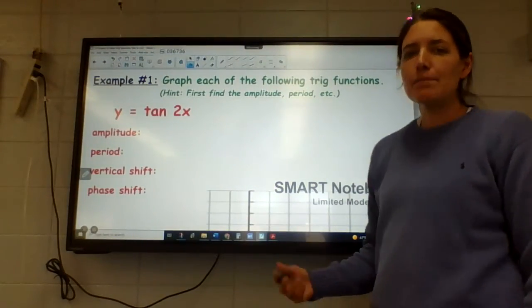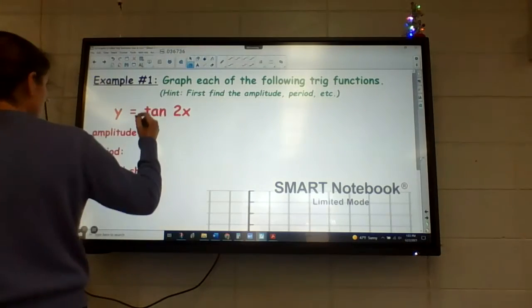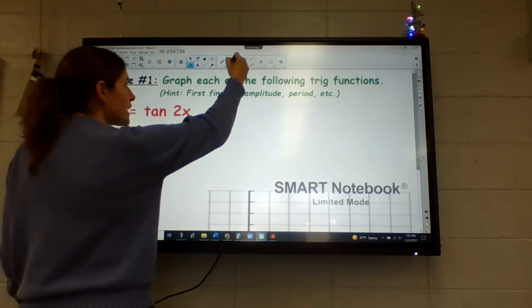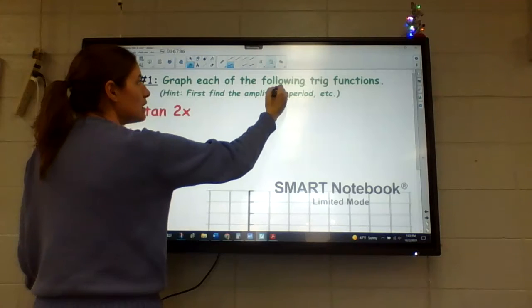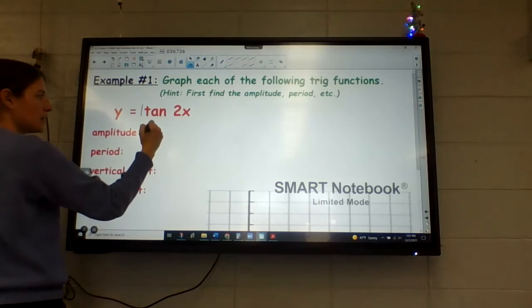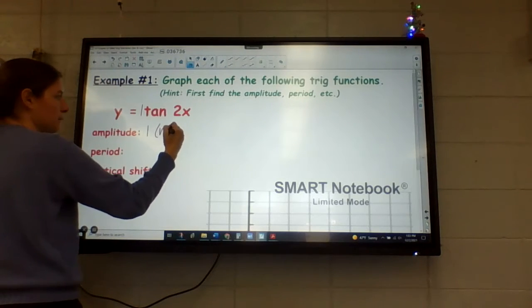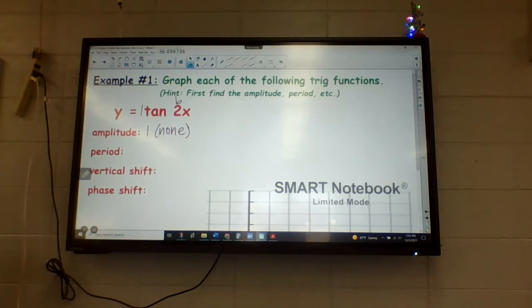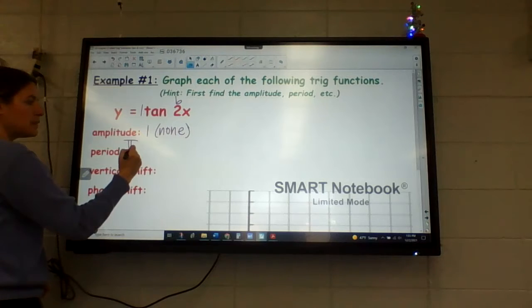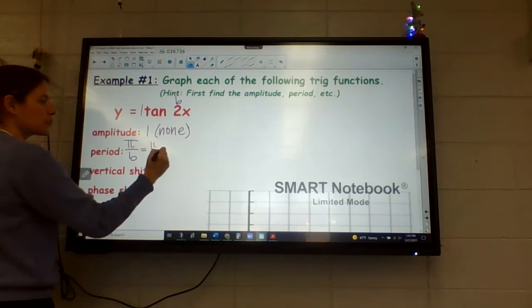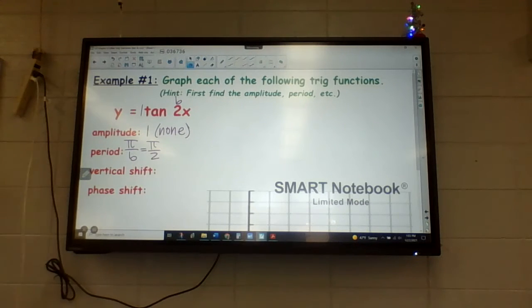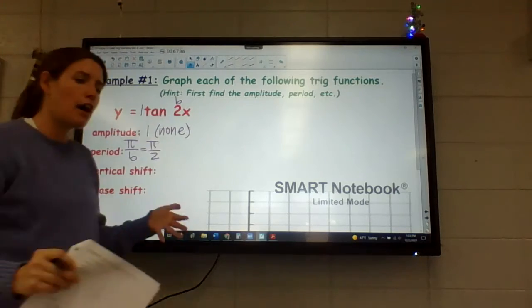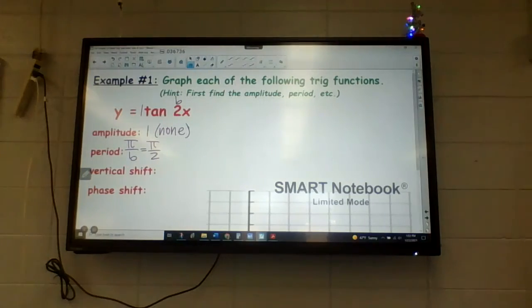So again, the amplitude is typically none, but in this case, if you wanted to know what the A value would be, it's just 1 here. But this is our B value. So the period is pi over B, which is pi over 2. So that makes graphing this a little bit tougher. So I'm going to talk to you a little bit about how that works for our graph here.